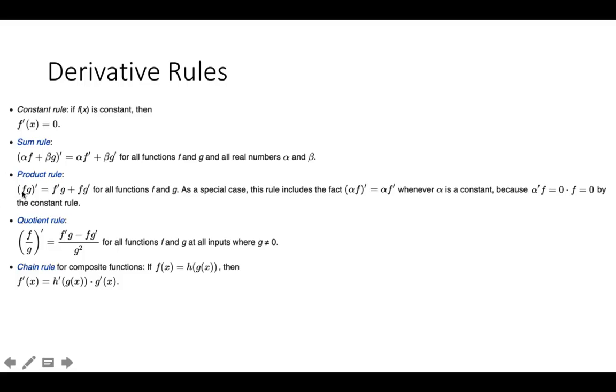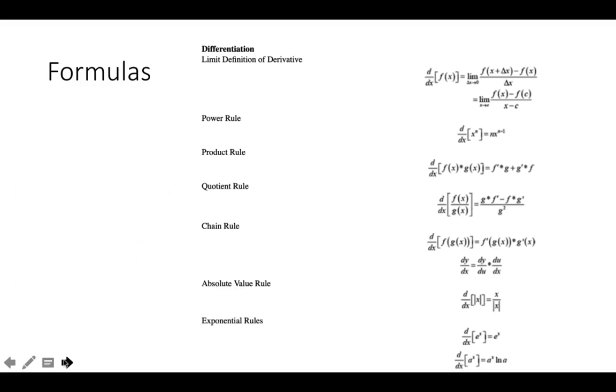Contrast that to the product of functions f and g. If we take the derivative of the product, it's not the product of the derivatives, because basically multiplication is not a linear operation. So what that means is if I have a product of two functions, I have to apply the product rule, which is shown here. If I have a quotient of two functions, I have to apply the quotient rule. If I have a function of a function, I have to apply the chain rule.